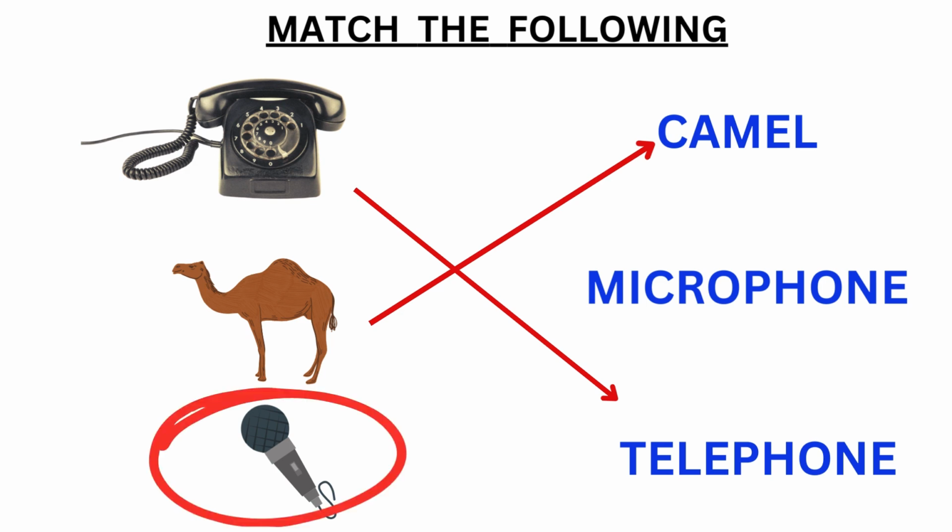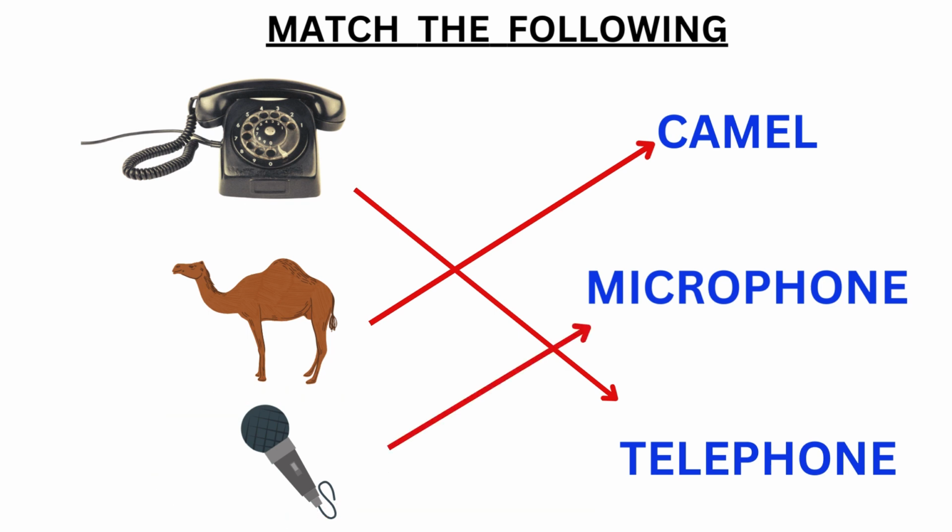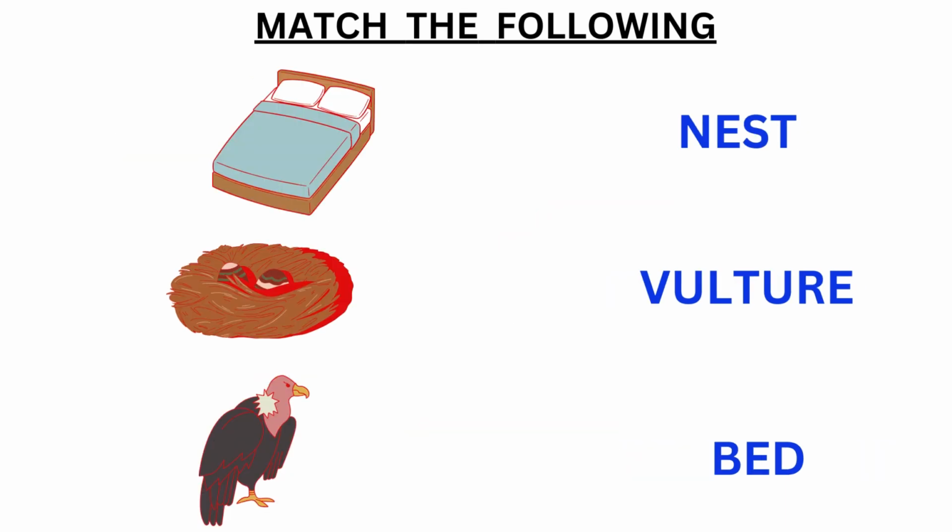Lastly, a device used to amplify sound, often used for public speaking or recording. What do we call this? It's the microphone. On this slide, we have three different images. First, a cozy piece of furniture where we sleep at night. What do we call this?